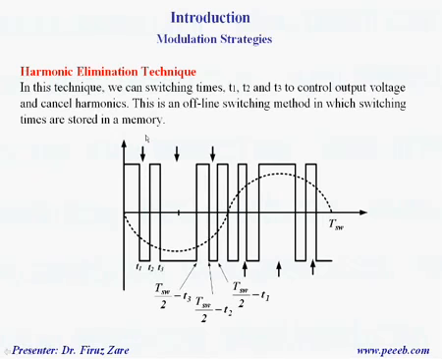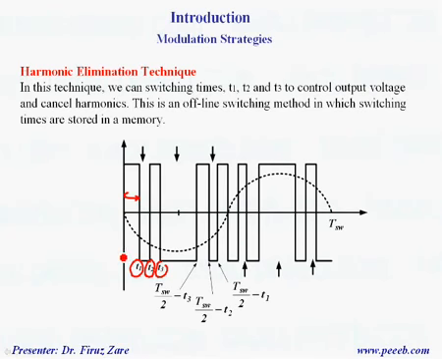So another method to control the output voltage and reduce the harmonics is based on the harmonic elimination technique. That means in this case we define these switching times, and we can find the pulse width based on Fourier series expansion. So we can pre-calculate the harmonics and find this switching time to be able to, for example, reduce the third harmonic, fifth harmonic, and so on.